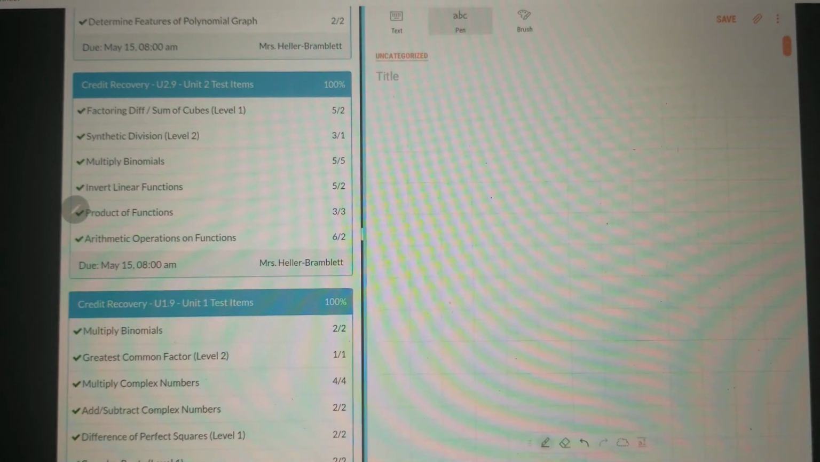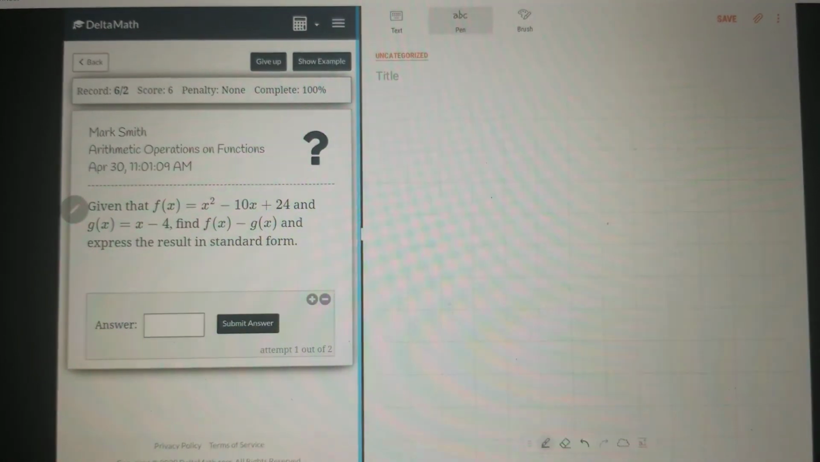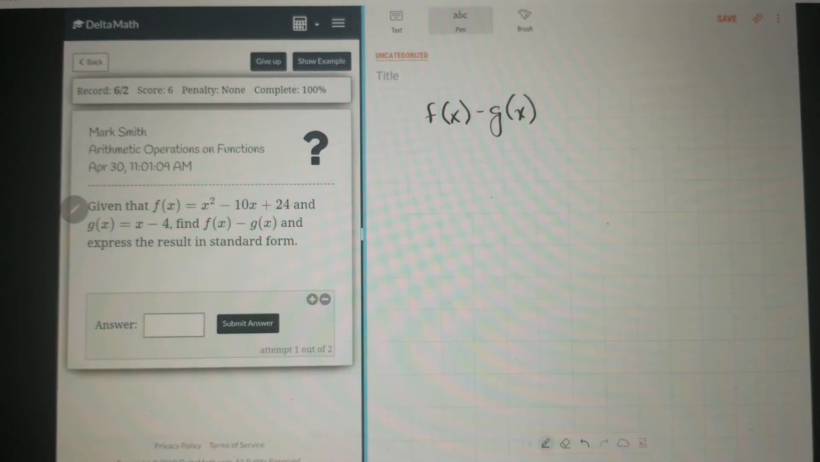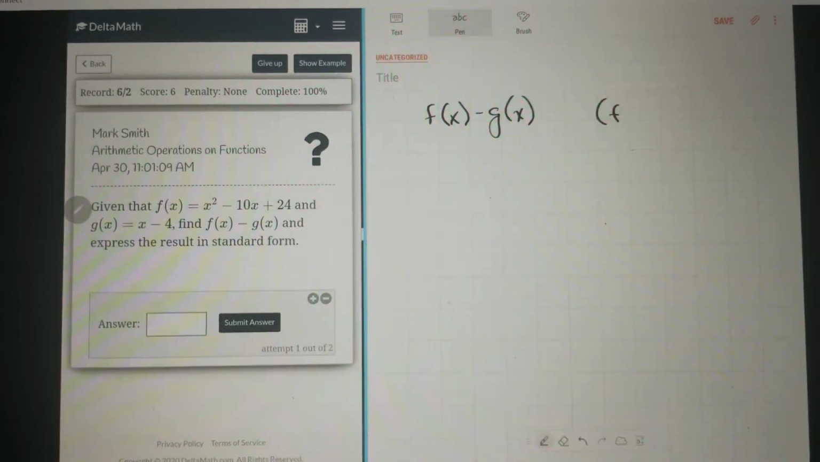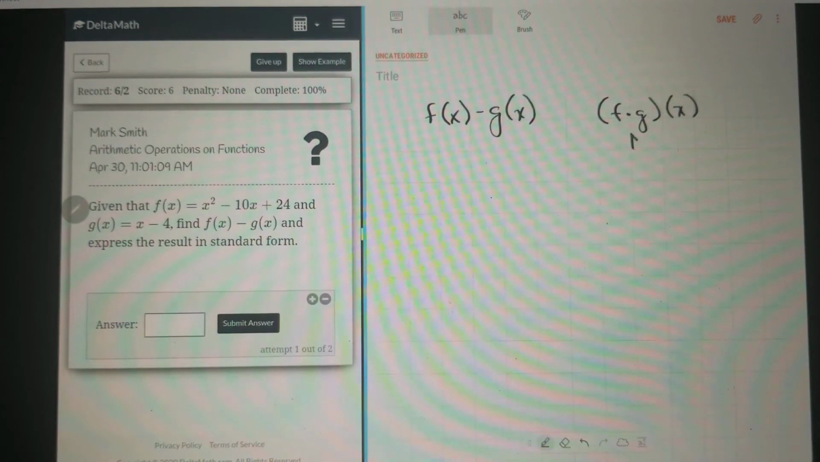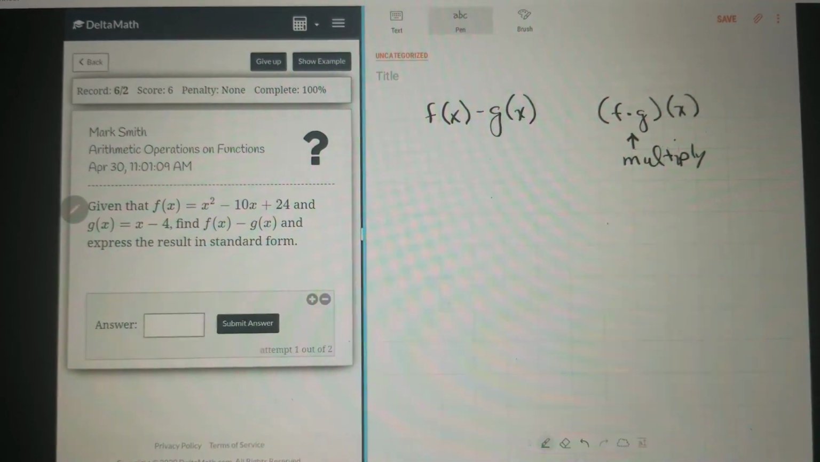Now the next one was arithmetic operations of functions. These are pretty simple, except it's going to have you, I think, only do subtraction. It says f of x minus g of x. Well, that's pretty simple. You just rewrite those. You might also see f dot g of x, and this means multiply. That little dot means multiply those functions. This says subtract them, so that's pretty easy.